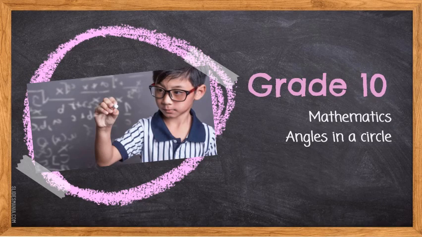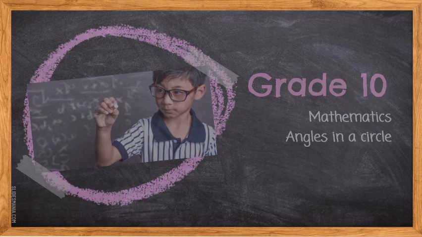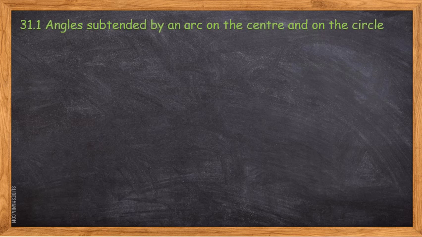The topic of this lesson is angles in a circle. This is the 31st lesson of the grade 10 syllabus. First topic is angles subtended by an arc on the center and on the circle. Right. First, we have to identify what an arc is.